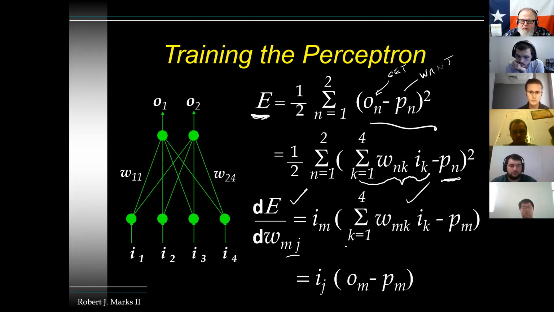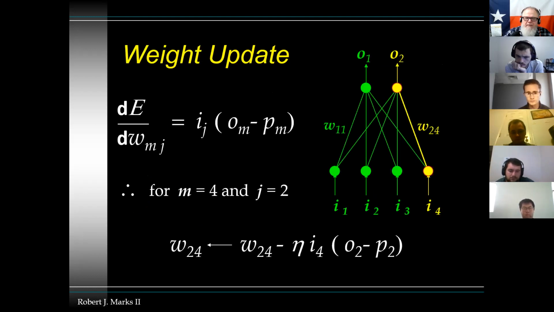Now, here's the cool part. This is just O sub m. So therefore, the rate of change of error is equal to the input times what you get minus what you want. I think I have this in the next slide. If I don't, I'm going to come back and elaborate. Yeah, this is really cool.